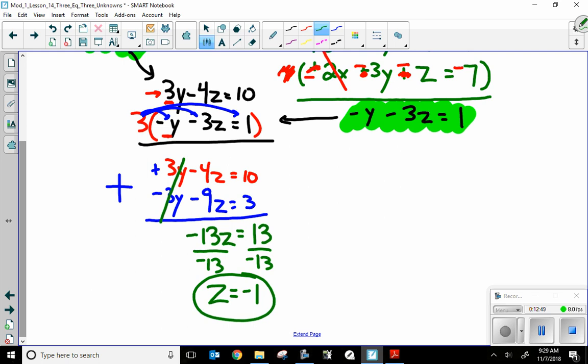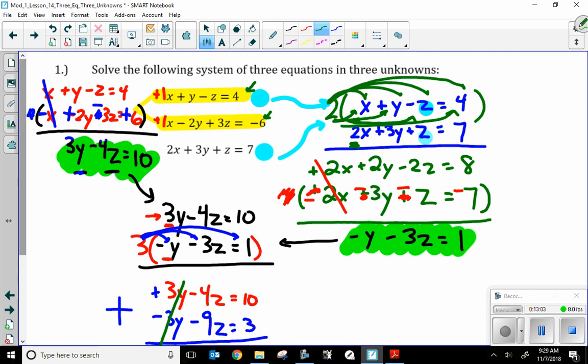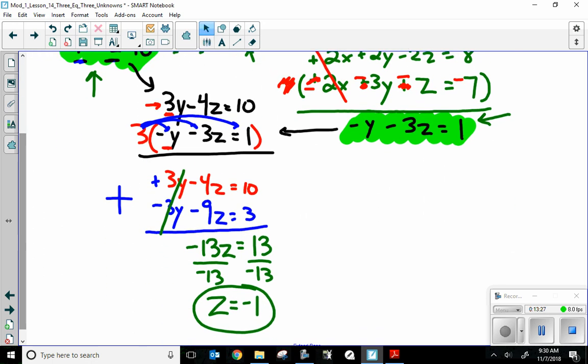I now need my y variable and my x variable. So let's go back and start plugging in numbers. I cannot plug z into any one of these equations because I still don't have an x or a y. But I do have two equations, one right here and one right here, that have a z and a y. I know what z is, so if I plug a z into any of those equations, I can solve for y. I'm going to choose this equation right here.